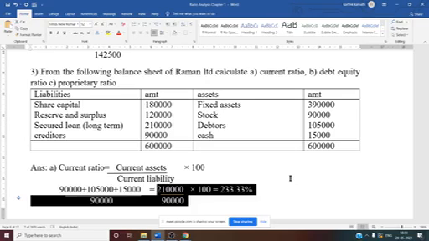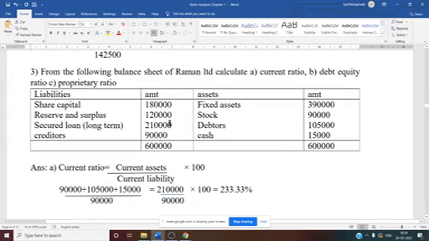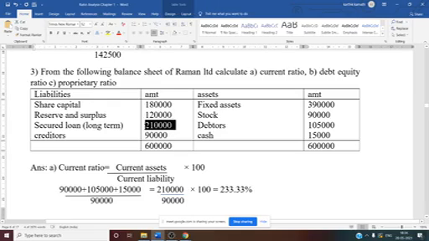Next thing they have asked you to calculate debt equity ratio. So now debt equity ratio, if you see, what is the formula for debt equity ratio? Long term debt divided by shareholders fund into 100. If you see the question here, long term debt, only one information was given in the question. Secured loan is a long term, so that is a long term debt. So 2,10,000 you need to write in the numerator, long term debt divided by shareholders fund.